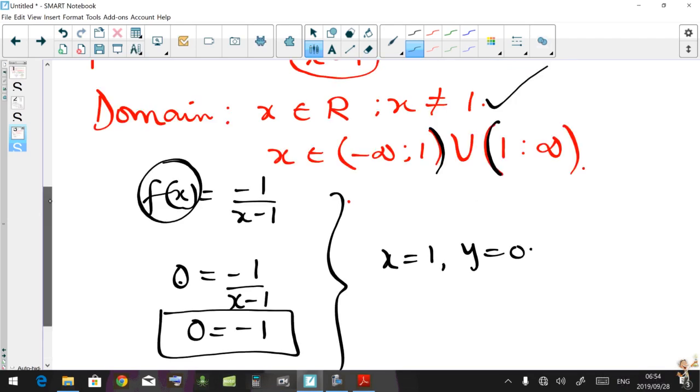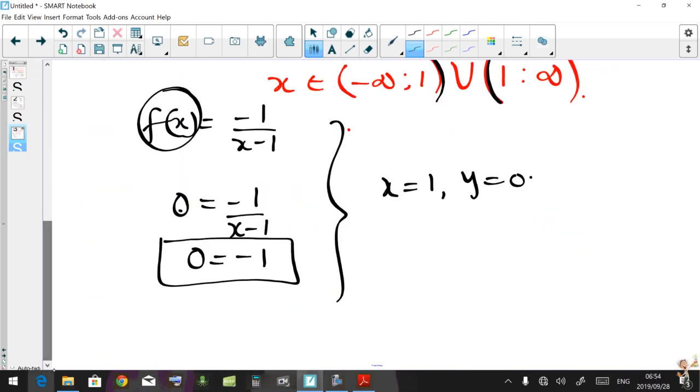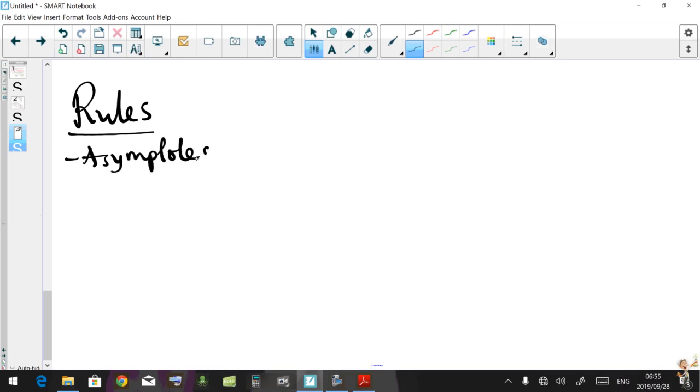All right, number 3. What are we supposed to do? Sketch the graph for 3 marks. Lovely. To sketch the graph, guys, there are rules that you need to quickly follow. This is the basic thing about functions. If you know this, you can do any function question. Number 1, draw your asymptotes. Number 2, y-intercept, if you can get the y-intercept, or if you can get the x-intercept.